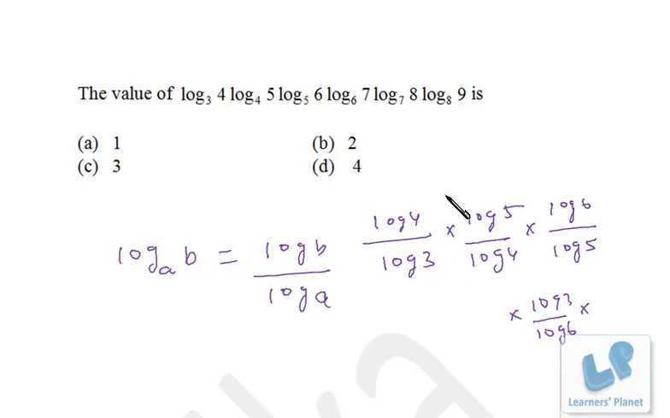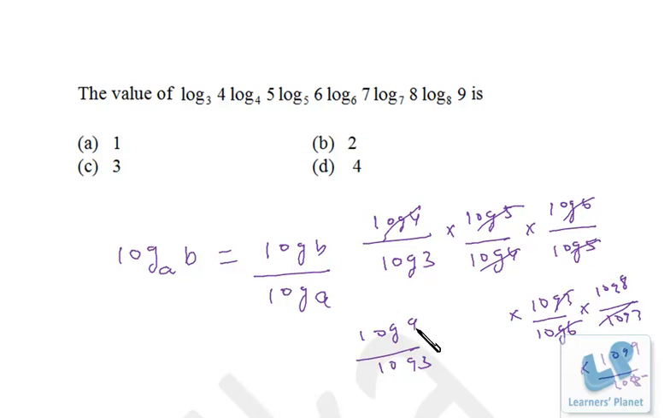Once you are clear about the property, this step is not at all to be written, right? After that, log of 8 by log of 7 and finally log of 9 by log of 8, right? So all of them will be cancelled. Getting my point? Only you are left with log 9 by log 3. Okay, log 9 is what? 3 square. So that's 2 log 3. So finally you are left with 2.